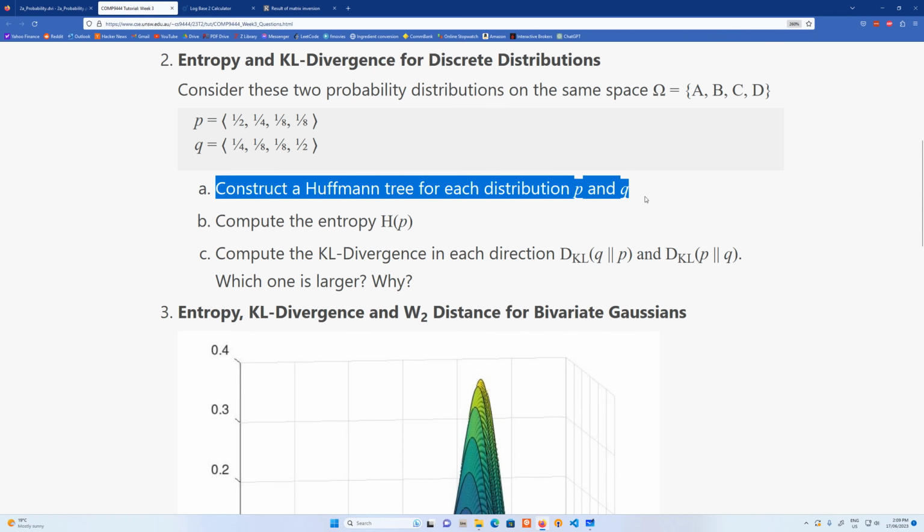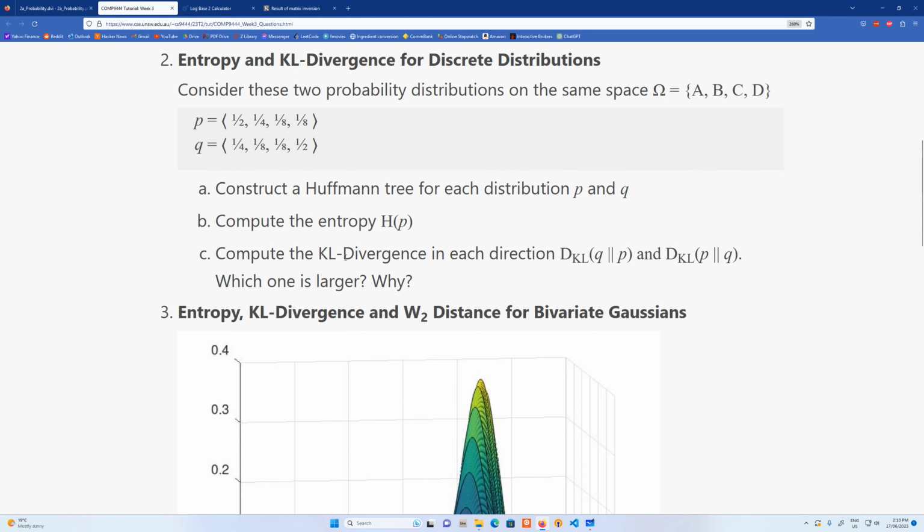One of the examples we saw was constructing the Huffman tree for each distribution, and from there we saw how we could get a code for each event in the different probability distributions. Now, when we talked about the KL divergence in each direction for that question, when we were talking about why they were different, it came down to these frequencies. So if we were using the code that we produced for distribution P, we could see that because it's so infrequent, this event would require more bits of information to encode it.